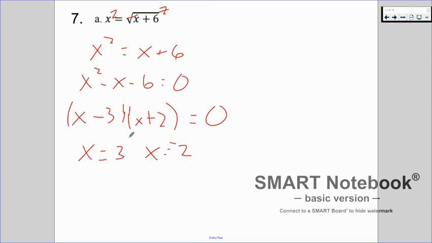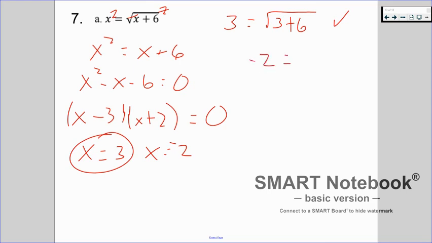But we want to make sure we check those. So if I plug in 3 back in the original equation, we'll see if it works. Does 3 equal the square root of 3 plus 6? And 3 equals the square root of 9, so yes, that one does check. There's a good answer. If I plug in negative 2, does negative 2 equal the square root of negative 2 plus 6? Does negative 2 equal the square root of 4? And in this case, the answer is actually no, it does not equal.